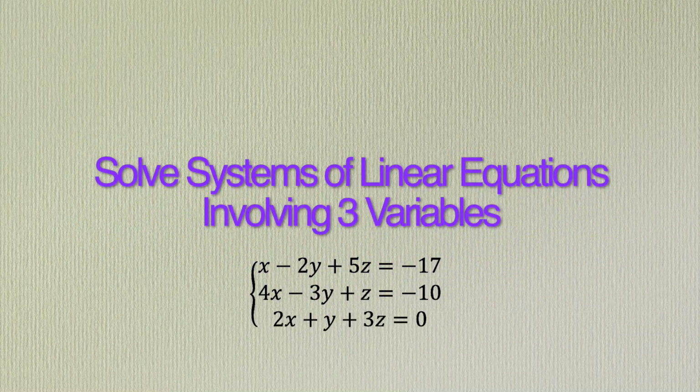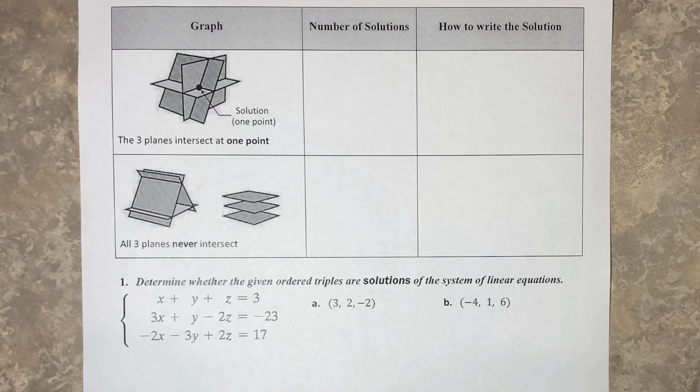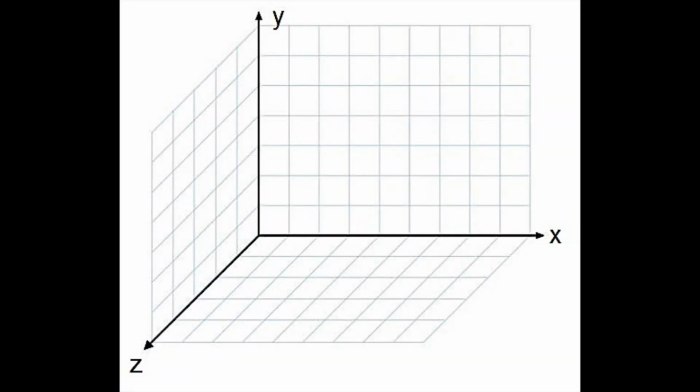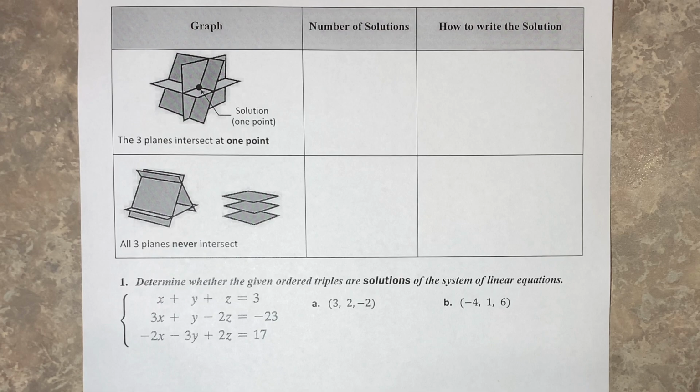In this lesson, we're going to solve systems of linear equations involving three variables, x, y, and z. Now, you will not be expected to graph these equations involving three variables, but if you were to graph them, we would need an x, y, and z axis. And when we graph an equation involving three variables, we end up with a plane.